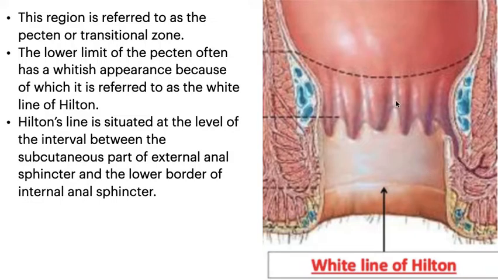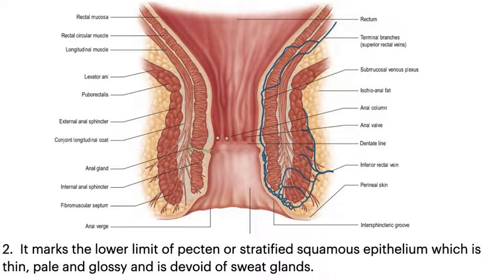The lower limit of the pecten often has a whitish appearance, because of which it is called the white line of Hilton, which is situated at the level of the interval between the subcutaneous part of the external anal sphincter and the lower border of the internal anal sphincter. This is the white line of Hilton. This is the lower border of the internal anal sphincter, and this is the subcutaneous part of the external anal sphincter. Now, the white line of Hilton is basically marking the lower limit of pecten or stratified squamous epithelium, which is thin, pale, glossy, and devoid of sweat glands.